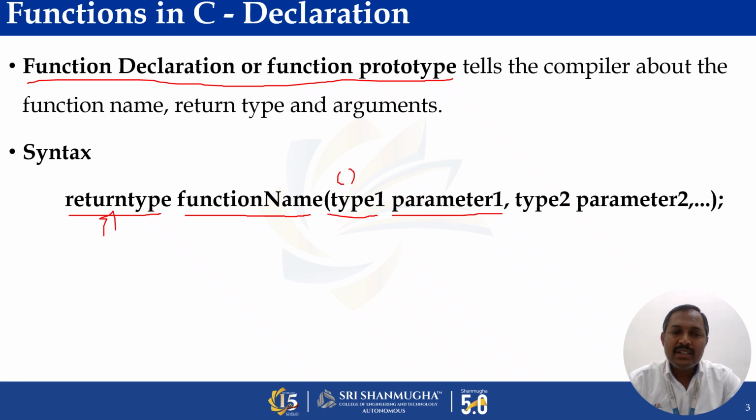The return type is going to be a valid data type. If I want to return some value from a function, we have to give the corresponding data type. For example, if I want to return an integer value from this function, we have to give int. If I want to return a float value, I give float. If I don't want to return any value, simply I can give void.